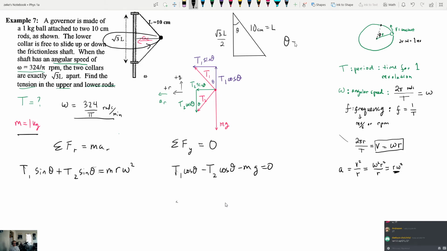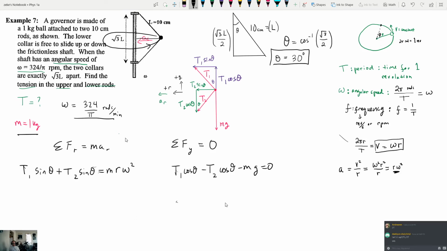So theta should be equal to the arc cosine of basically square root of 3 over 2, right? Because it's going to be this side divided by this side, so the L's will cancel. So we end up getting that theta is going to be equal to 30, right? Okay, so we know what theta is.